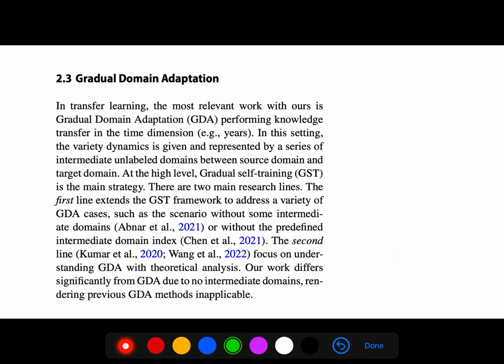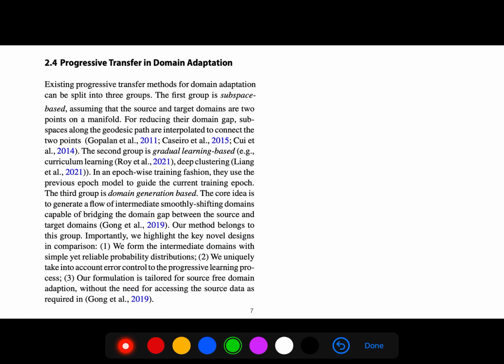So in transfer learning, the most relevant work to ours is gradual domain adaptation, performing knowledge transfer in the time dimension. Existing progressive transfer methods for domain adaptation can be split into three groups. The first group is subspace-based, assuming that the source and target domains are two points on a manifold. For reducing their domain gap, subspaces along the geodesic path are interpolated to connect the two points.